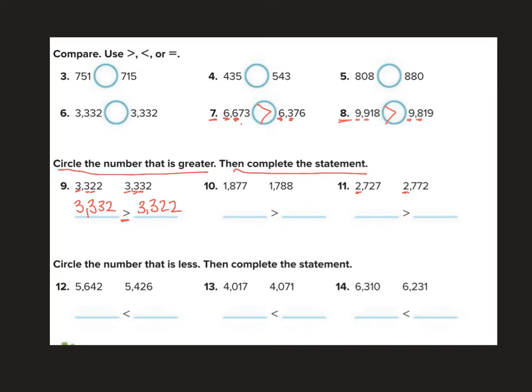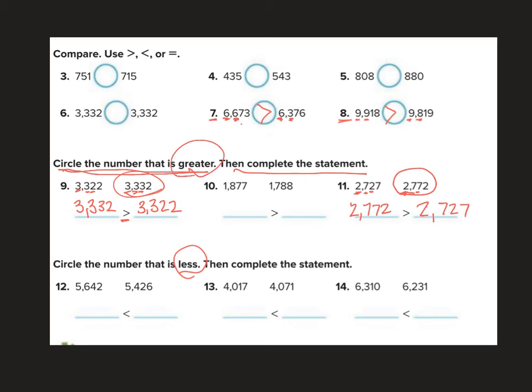2,000, 2,000. Oh, I did not circle the number that's greater. Sorry. Oops, forgot about that. All right, 2,000, 2,000. 700, 700. 20, 70. Oh, 70 is bigger. So I'm going to write 2,772 is greater than 2,727.